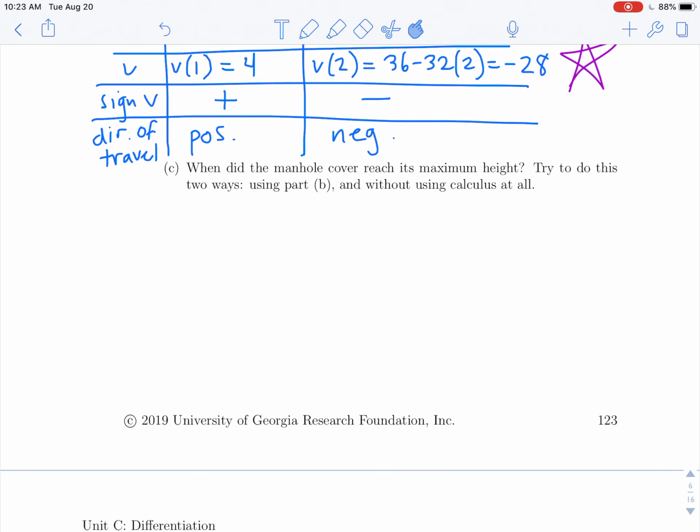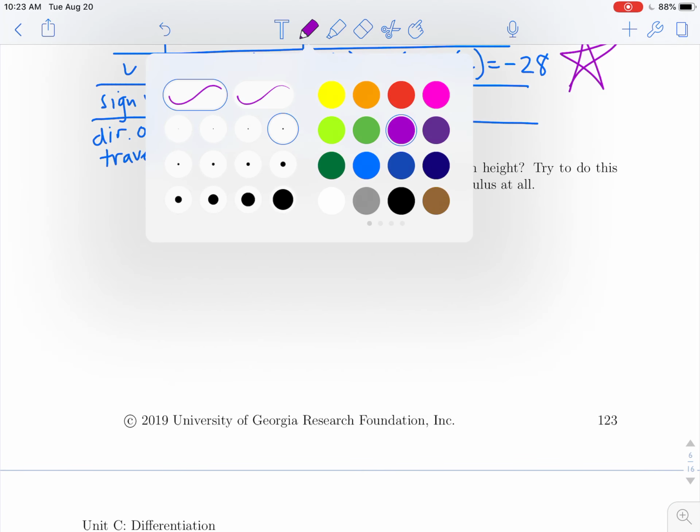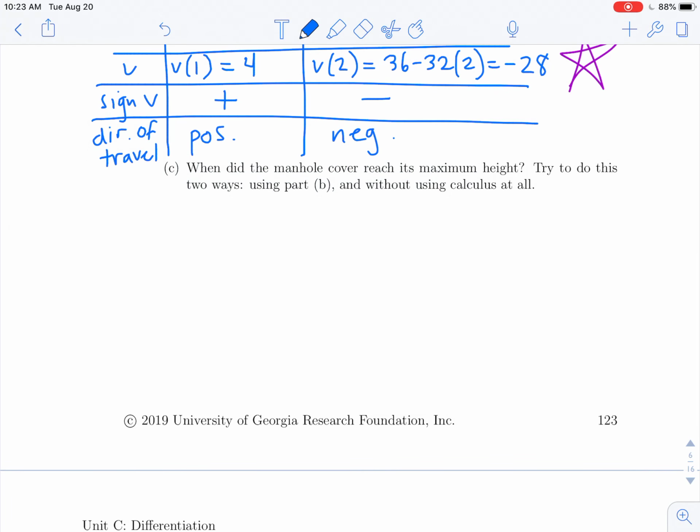Part C says, when did the manhole cover reach its maximum height? Try to do this 2 ways, using Part B and without using calculus at all. So based on Part B, the manhole cover is traveling in the positive direction and then the negative direction. And so the manhole cover is going to go up and then down. So its max height will occur at the time when it's stationary, which is 9/8 of a second.